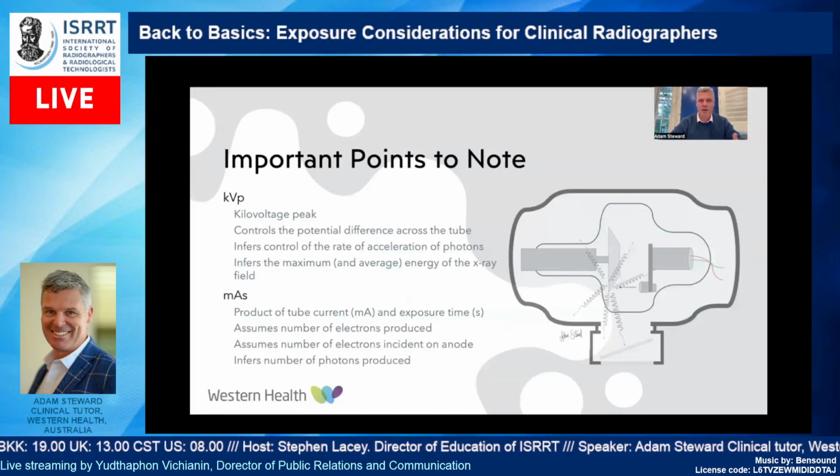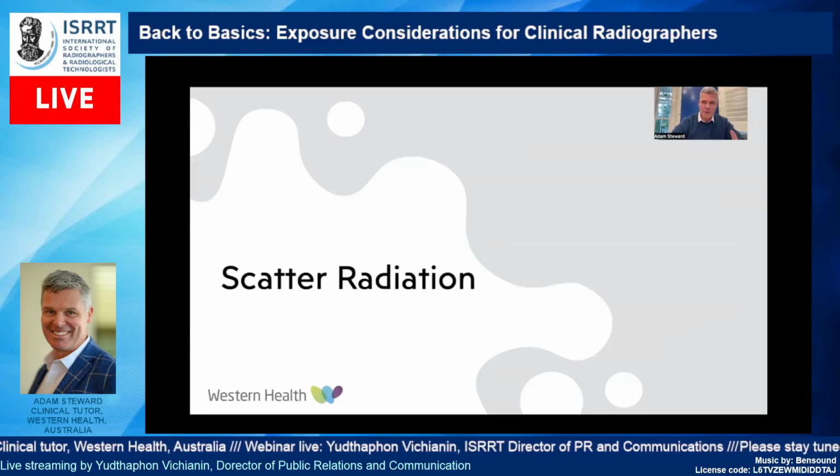This is the important point to note. The kVp basically controls the energy of the tube. In long story short, the kVp will control the average energy and intensity of the X-rays you're producing, whereas the mAs is responsible for the amount of electrons that are produced and are going to be incident on the anode, and therefore mAs is responsible for the amount of photons you're going to be producing. Let's touch on scatter radiation.